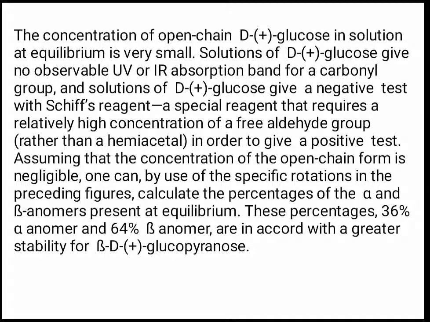Assuming that the concentration of the open chain form is negligible, one can, by use of the specific rotations in the preceding figures, calculate the percentages of the alpha and beta anomers present at equilibrium. These percentages come out to be 36% alpha anomer and 64% beta anomer. These are in accord with a greater stability for beta-D-glucopyranose. As beta-D-glucopyranose is much more stable than the alpha anomer, that's why it has the higher percentage.